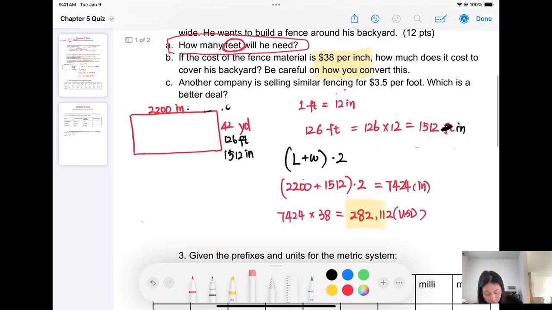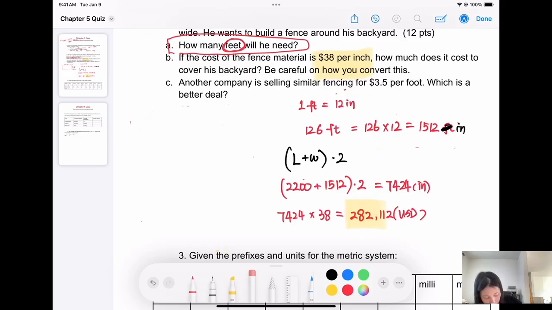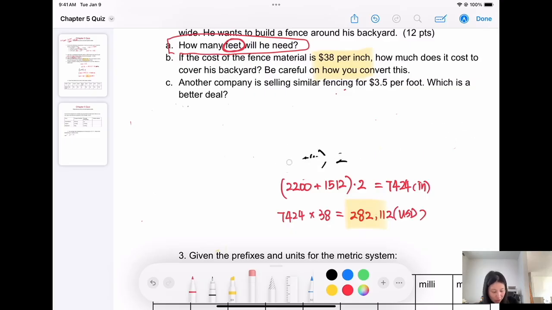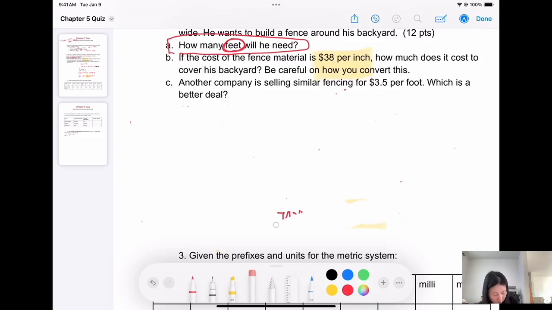Now, let's try this one. So how do you compare which one is better, since they have different units? One is giving you the price per inch. The other one is giving you the price per foot. So here is the way to do it.